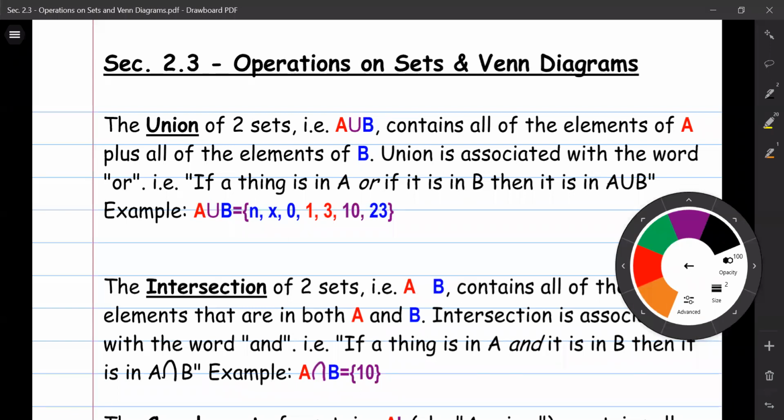So, for example, using that same example from 2.1, remember we had these two sets A and B. A has 1, 3, and 10. B has 0, 10, and 23. So the union of those two sets contains all of those elements.